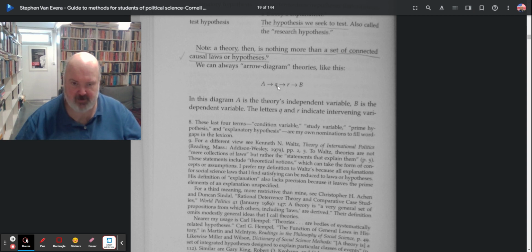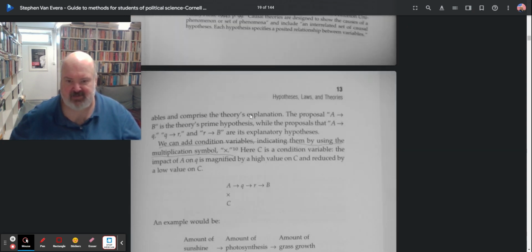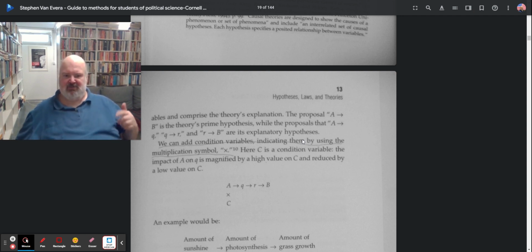Independent variable, dependent variable, intervening, right? So in this diagram, A is the independent variable, B is the dependent variable. The letters Q and R indicate intervening variables and comprise the theory's explanation. The proposal A causes B is the theory's prime hypothesis, while the proposals that A causes Q, Q causes R, and R causes B are its explanatory hypotheses, right? Explaining that A causes B.